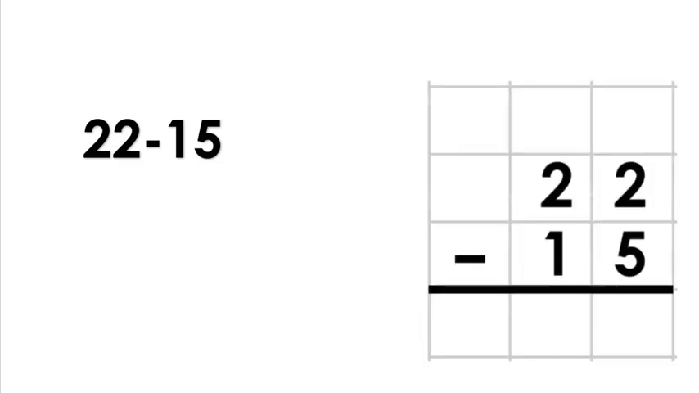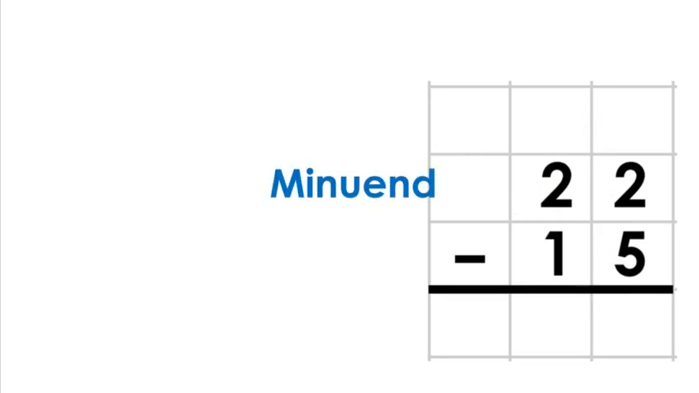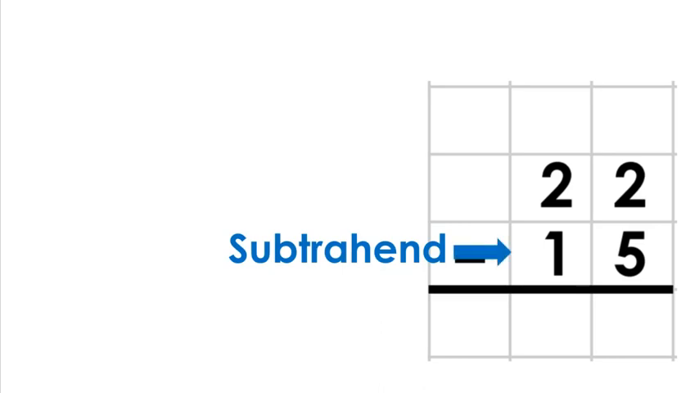Before I begin, I line my numbers up on grid paper so that I can put the ones and tens in the right place. I put 22 on top, that's my minuend, and then I'm subtracting 15 from it. That's called my subtrahend, so I put 15 underneath.